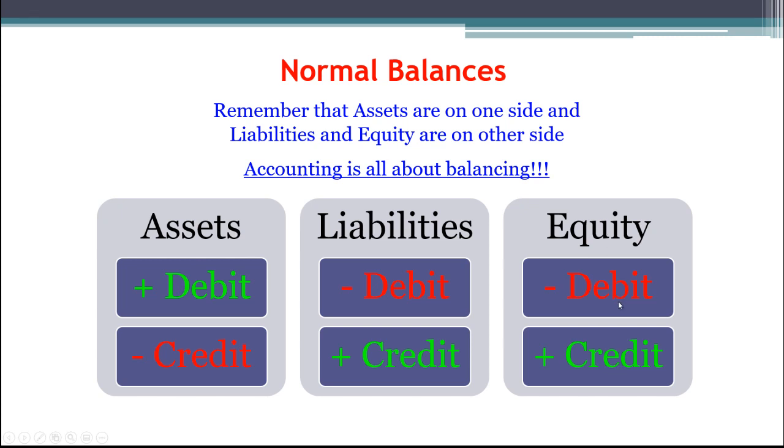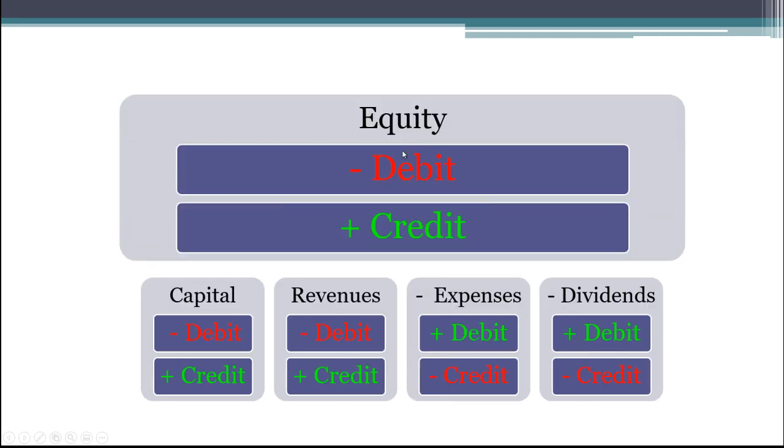Now let's break out equity a bit. Equity, the normal rule, is that it's increased by a credit, decreased by a debit. But let's look at the different components of equity. Capital, paid-in capital, contributed capital, whatever term you want to use, common stock. When you increase capital, you also increase equity. So it's increased by a credit, because that same credit increases equity.